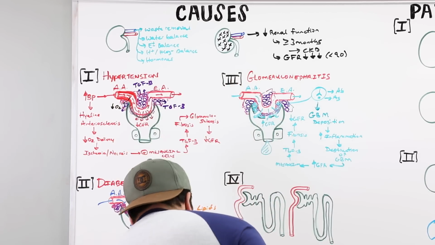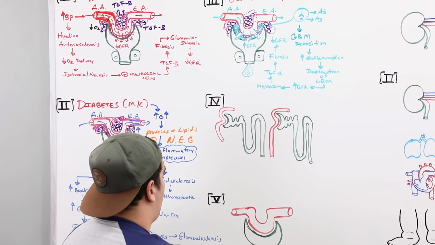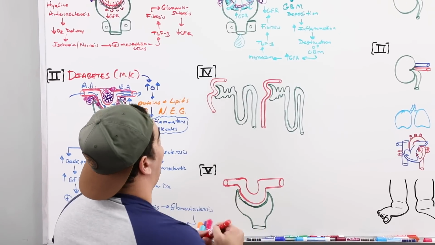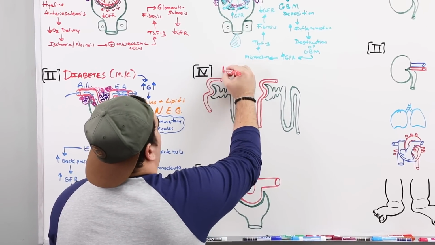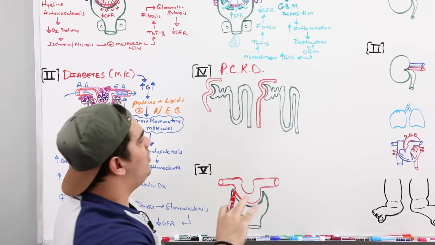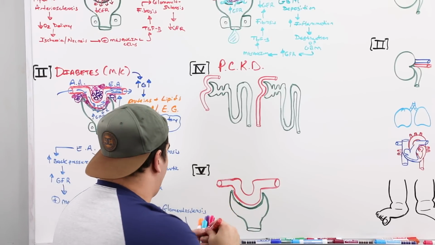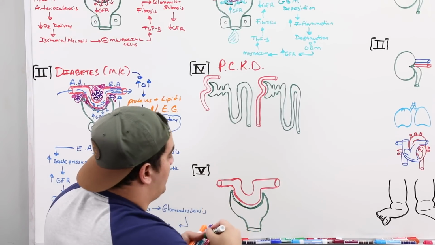The next cause, that is another one I want you guys to be able to think about here, is what's called polycystic kidney disease. We're going to abbreviate this, polycystic kidney disease. And there's two types, autosomal dominant, autosomal recessive. Let's not worry too much about that right now. We'll have another video specifically on that.